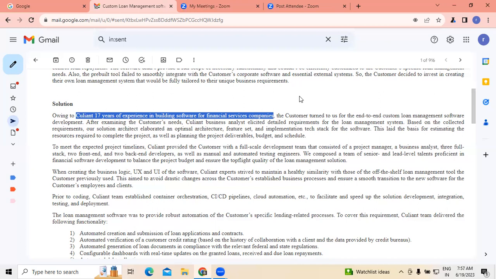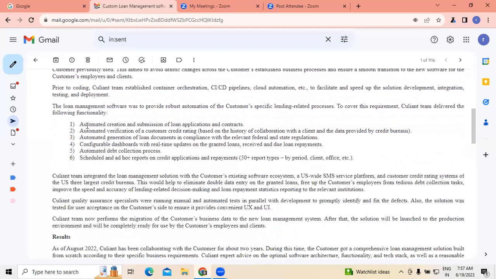Now, coming back to the point, this is where generally we need to explain what Quliant is all about, and whichever company you're working for in IT. Here I have taken an example of a company called Quliant. This is what generally it was. Now, in regard to that, these are the functionalities.